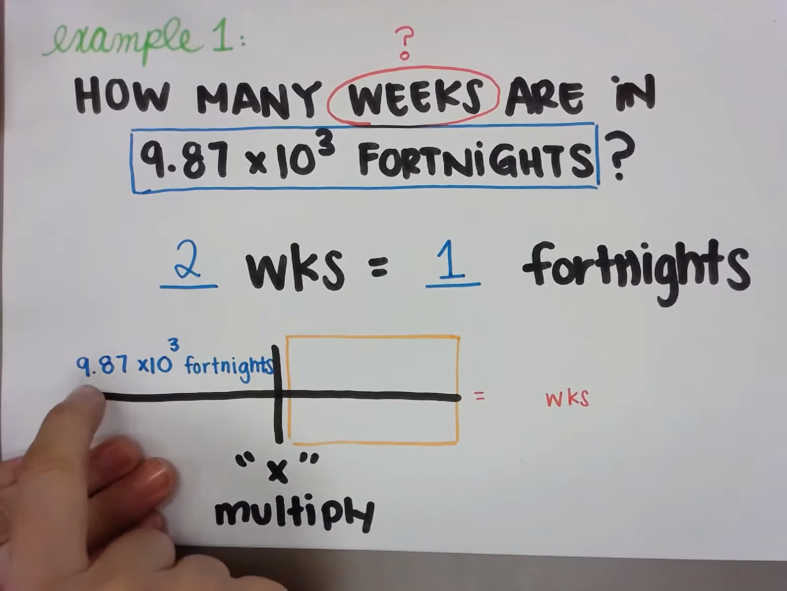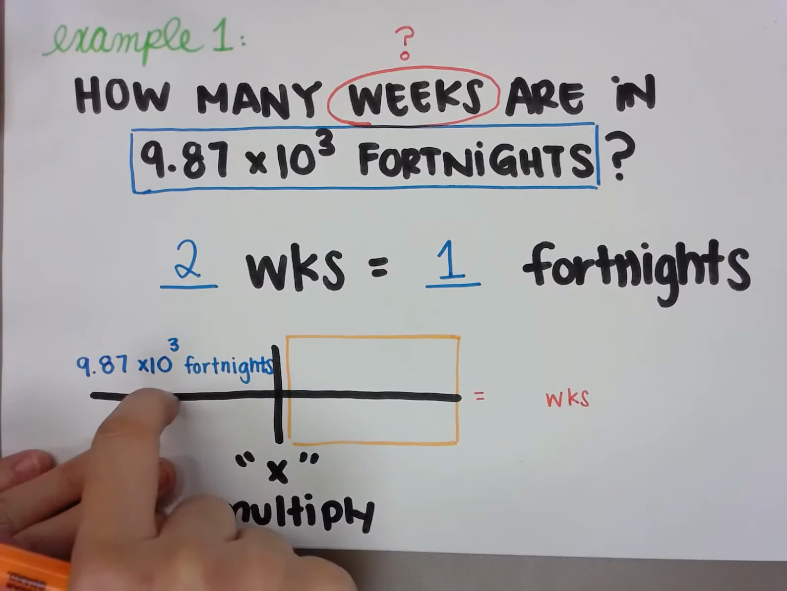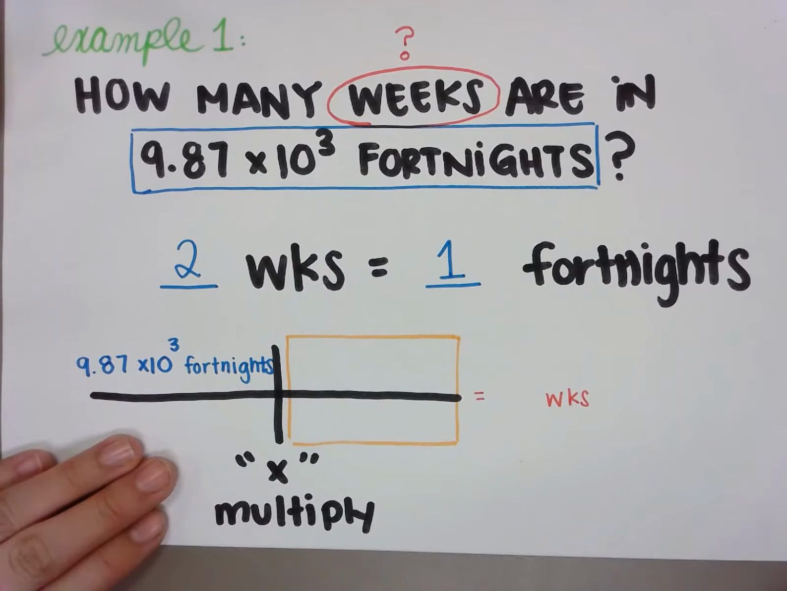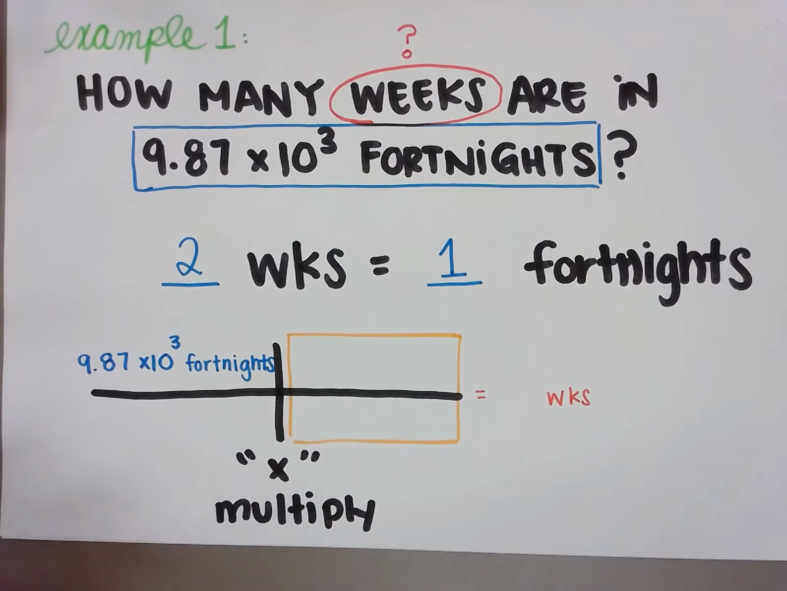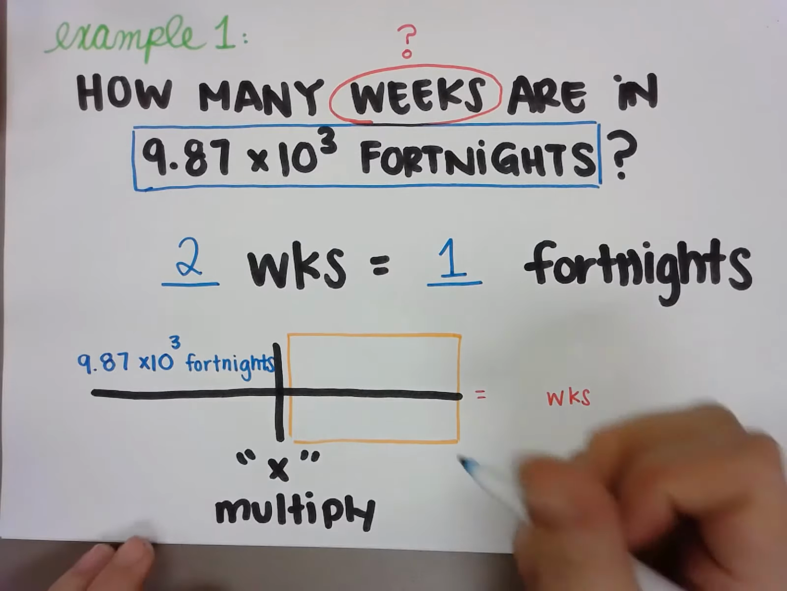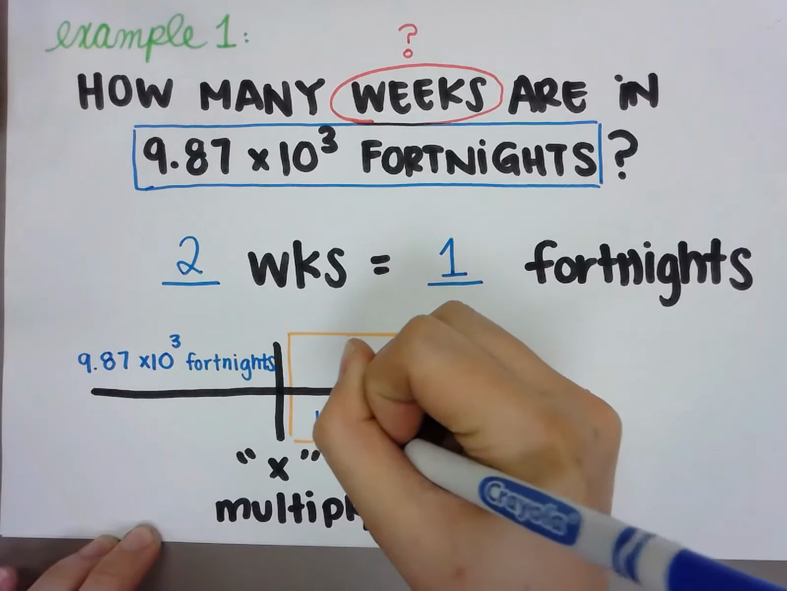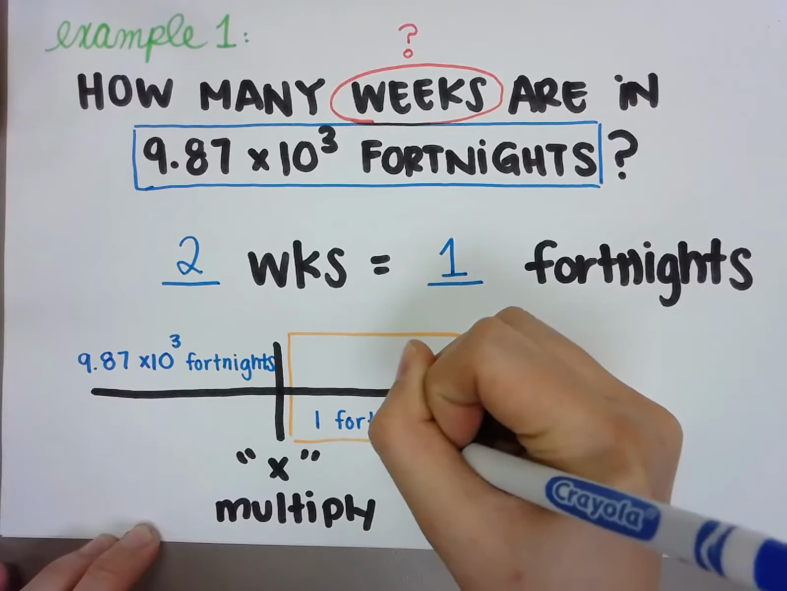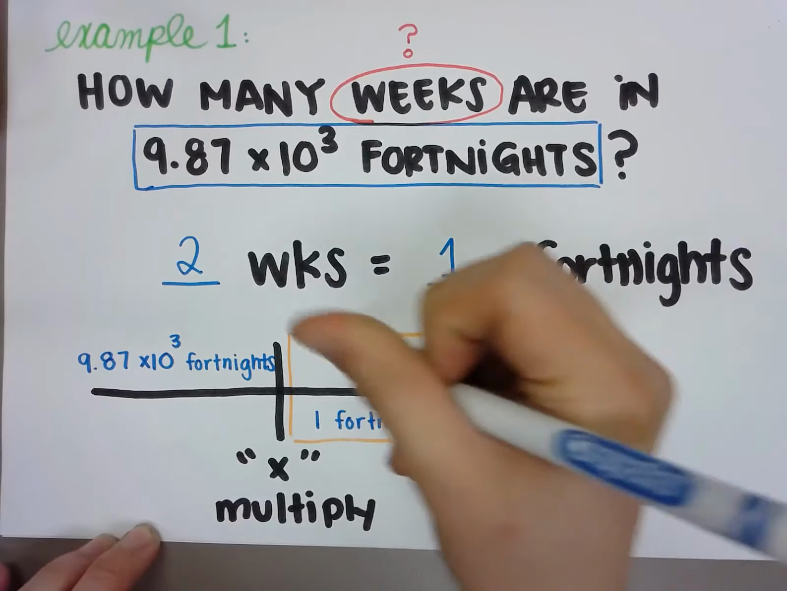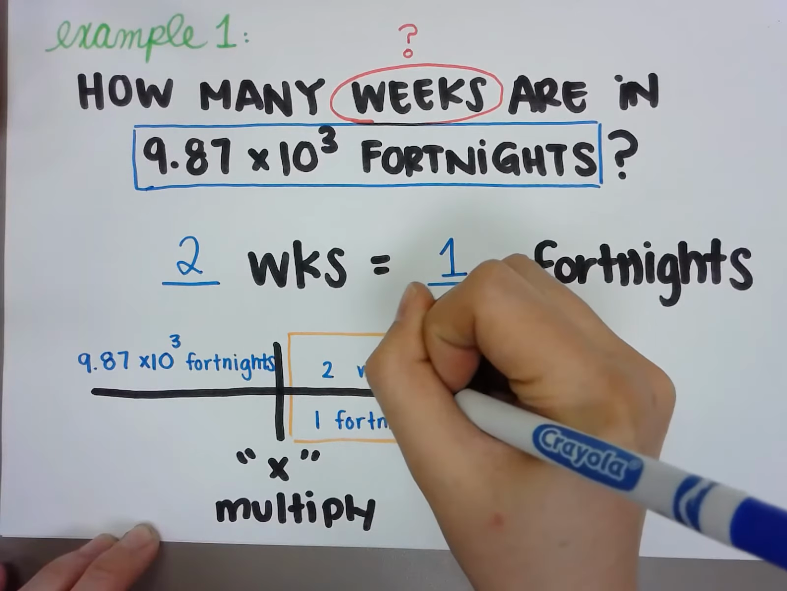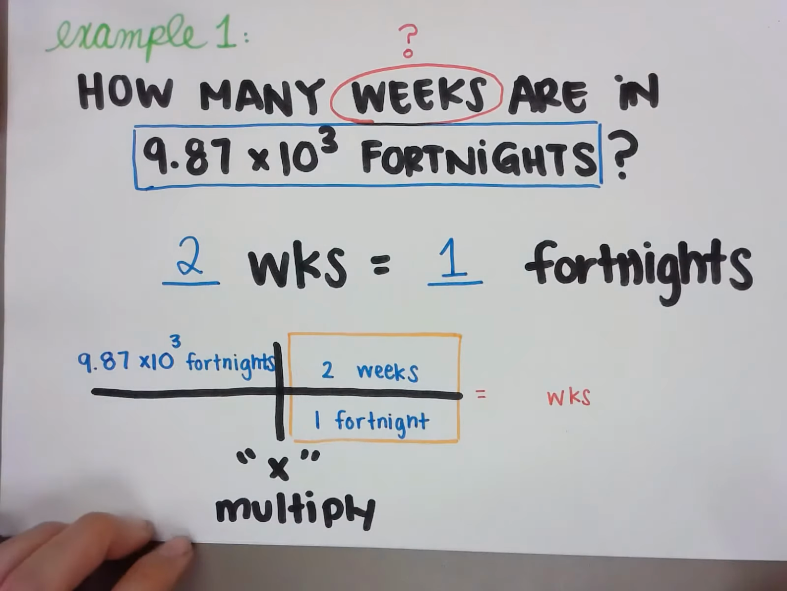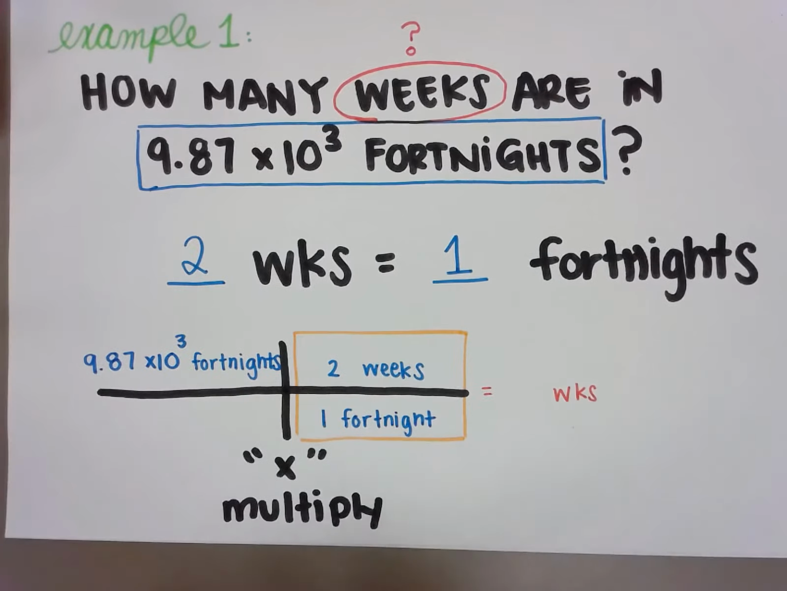All right, so here's what we've got. We've got 9.87 times 10 to the third fortnights, and I'm going to rewrite our equivalent relationship as a conversion factor. So we have 1 fortnight is equal to 2 weeks. All right, and this is my one-step problem.